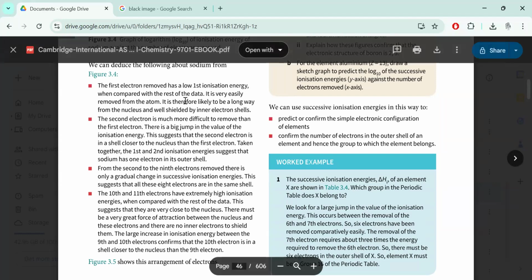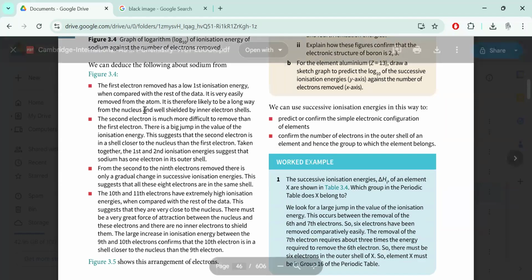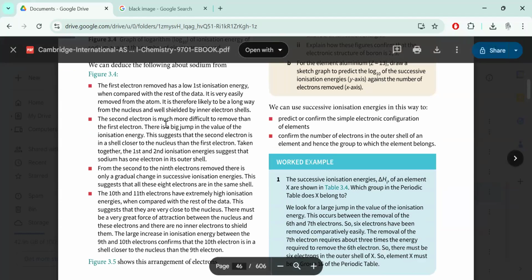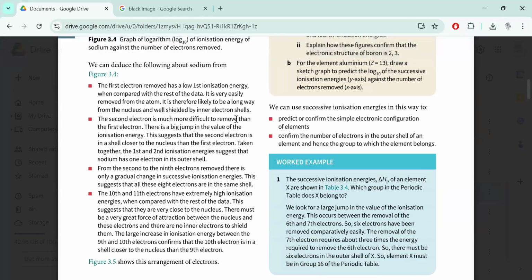The first electron removed has a low first ionization energy when compared to the rest of the data. It is very easily removed from the atom. It's therefore likely to be a long way from the nucleus and well shielded by inner electron shells.